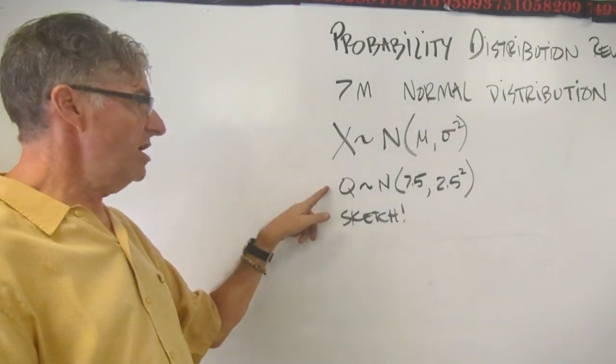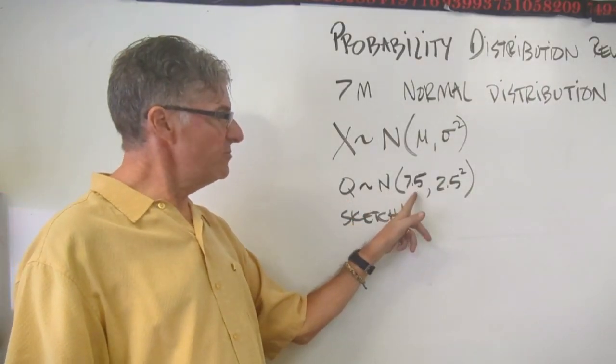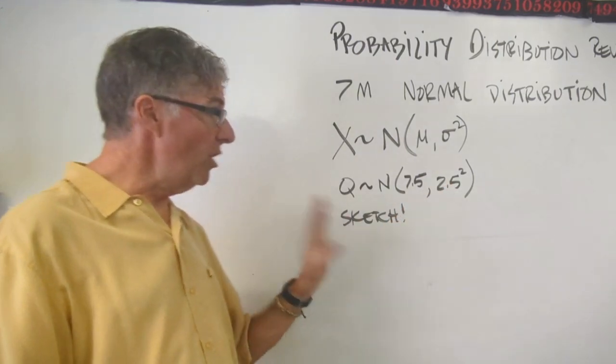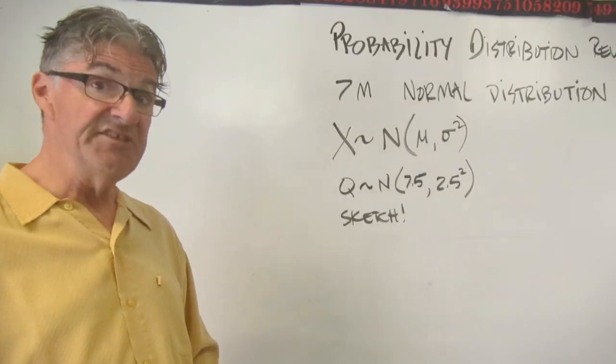So here's our problem. Random variable q, part of a normal distribution. 7.5 is the mean, and the variance is 2.5 squared. What I want you to do is sketch that distribution and show two standard deviations on either side of the mean.